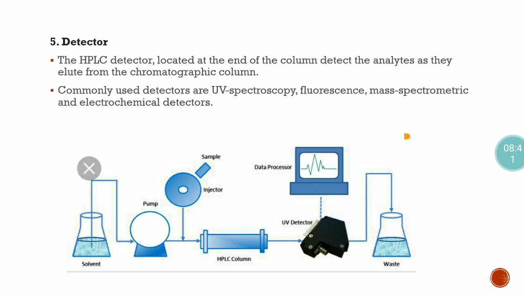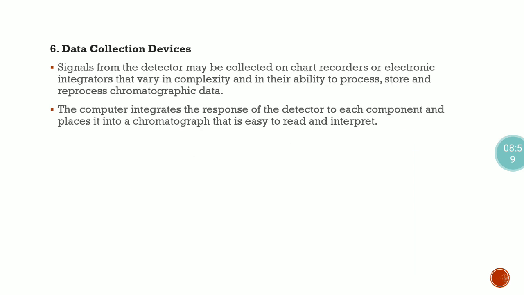So fifth one is detector. The HPLC detector located at the end of the column detects the analytes as they elute from the chromatographic column. Commonly used detectors are UV spectroscopic, fluorescence, mass spectrometric, and electrochemical detectors.